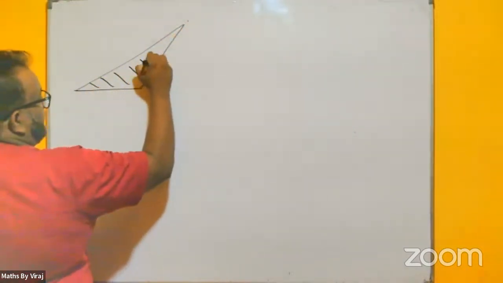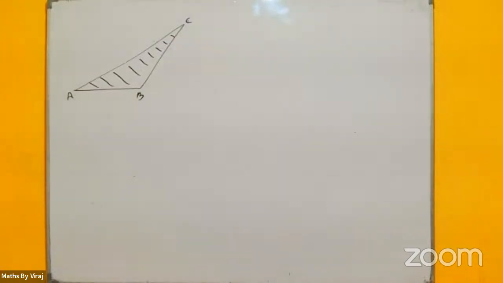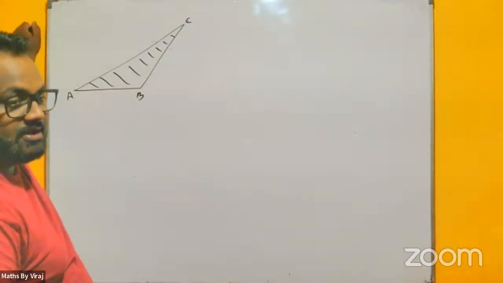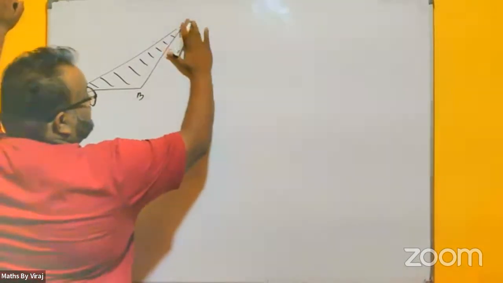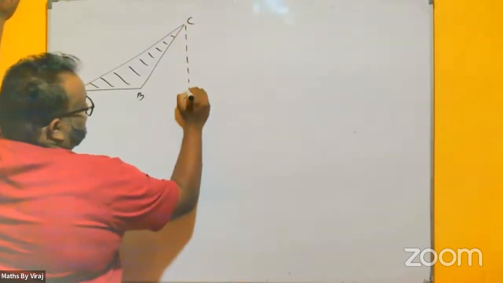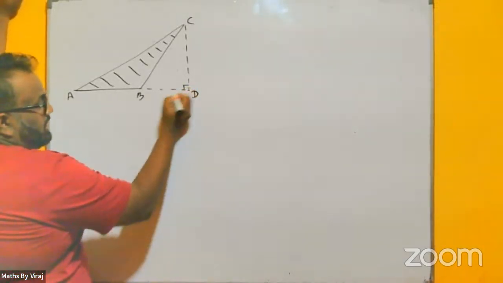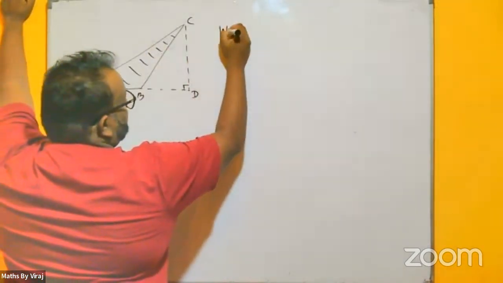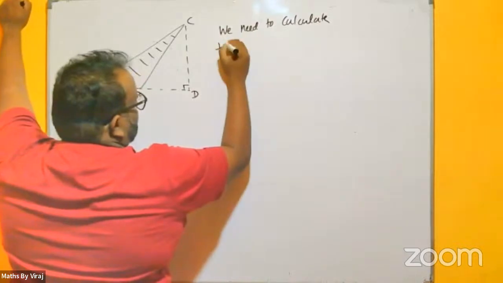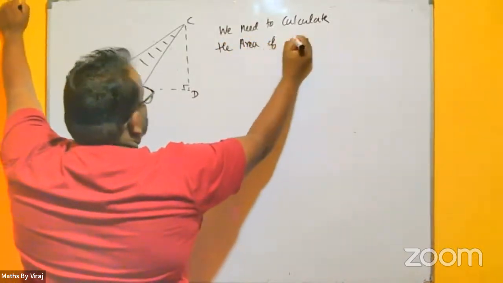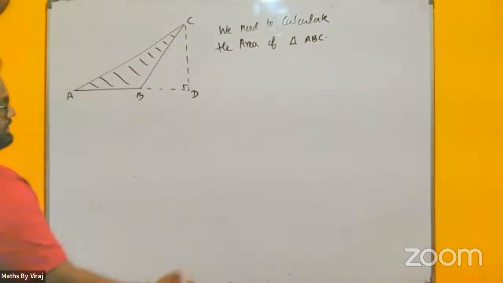Can you tell me the area of triangle ABC? 180 degrees. The total value of angles in a triangle is 180. Correct? Now, this is 90 degrees. We need to calculate the area of triangle ABC. Now I'm going to write some values here.